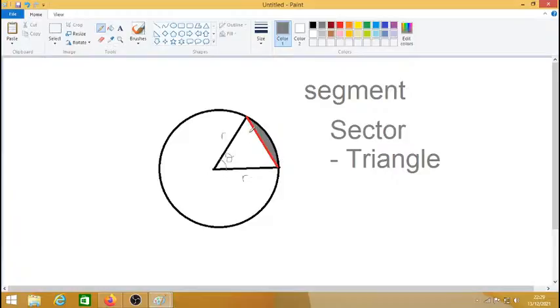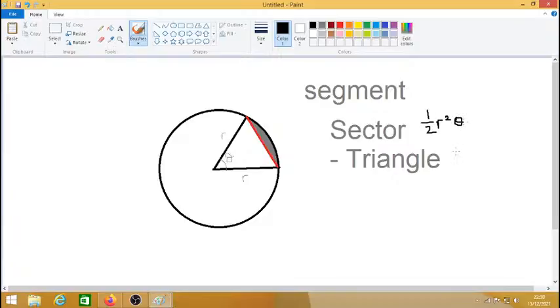So for the triangle, I've got what I need. I've got the two sides and I've got the angle in between. And for the sector, I've got what I need because I've got the theta and I've got the radius. So the formula for the sector would be half r squared theta. Can you remember the formula for the triangle?